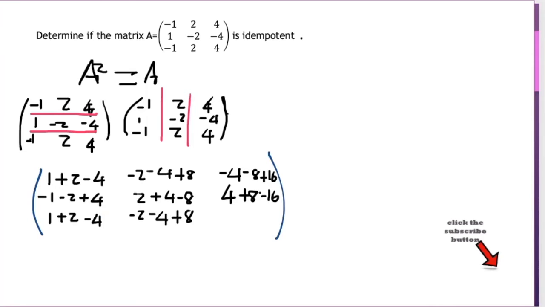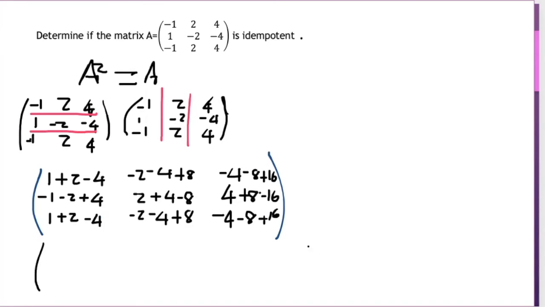Finally, I multiply the last row by the last column. So -1 times 4, that's -4. So I have a -4 here. Next, I will go ahead and multiply 2 times -4, that's -8. So I go ahead and have a -8. Next, I say 4 times 4, that's 16. So that gives me +16.